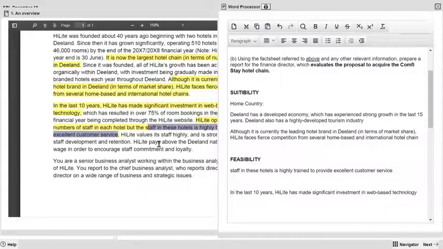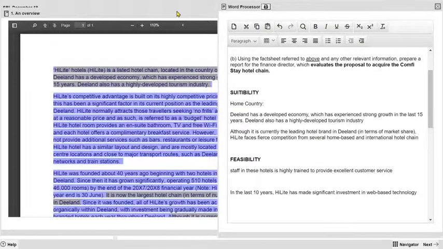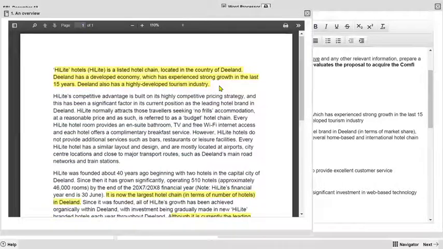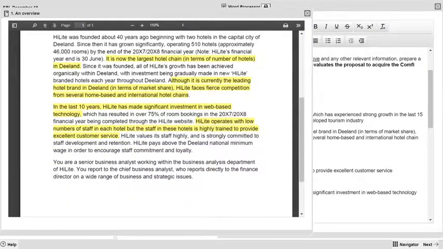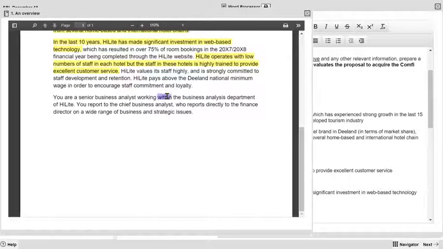Okay, back to my exhibit. Now this paragraph is very important. You are a senior business analyst working within the business analysis department of Highlight. You report to the chief business analyst, who reports directly to the finance director on a wide range of blah, blah, blah. What is your role?